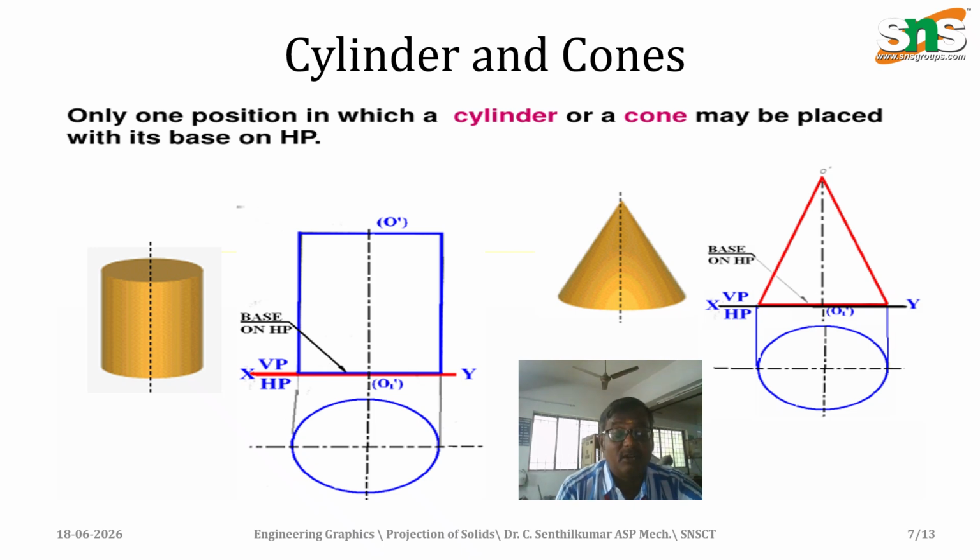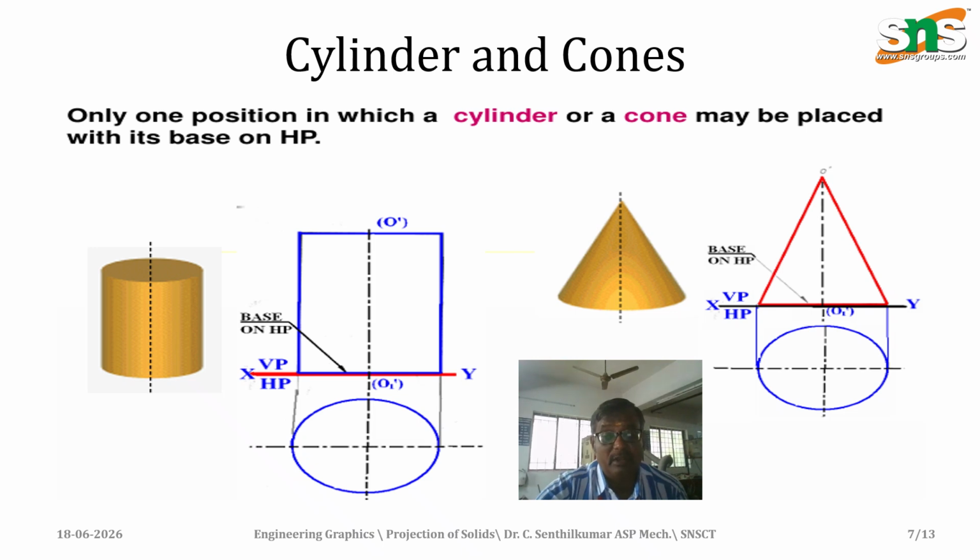Let me see the cylinder and the cone when positioned in the first quadrant. The cylinder has its axis positioned here. Let me draw the XY line. Above the XY line is VP, below the XY line is HP. The diagram here shows the geometry's front view, which has a rectangular shape. In the top view, we can see the cylinder shape. Usually this kind of diagram goes for the top view first. After drawing the top view, we project the projection lines, and based on the height of the axis, we complete it. So this is about the cylinder.